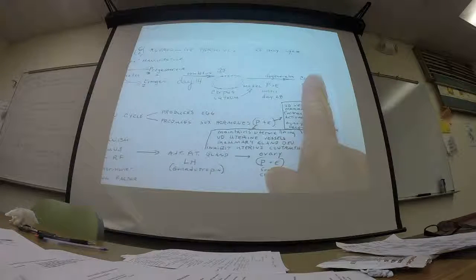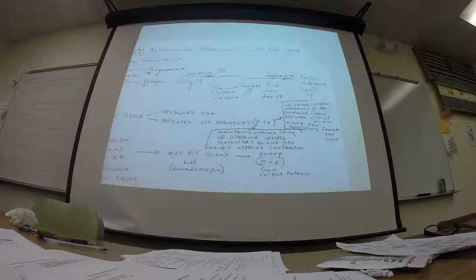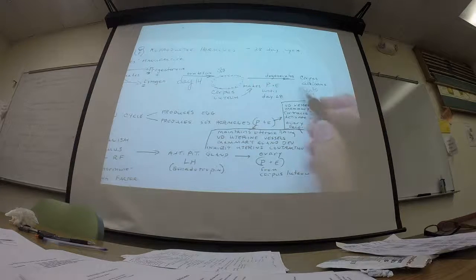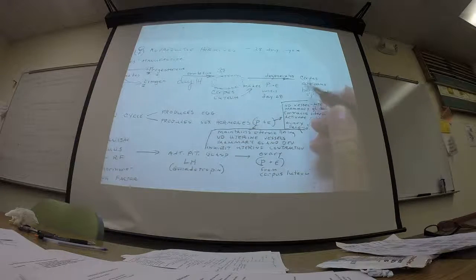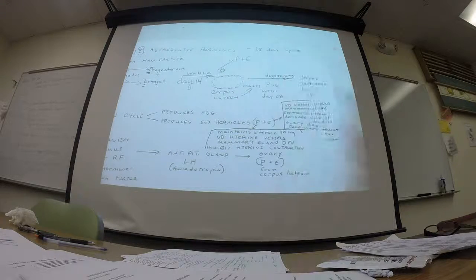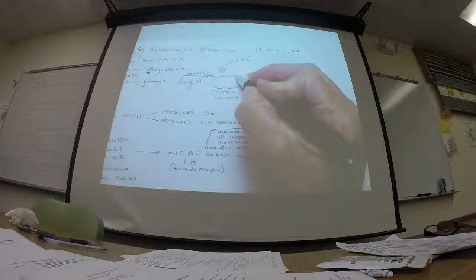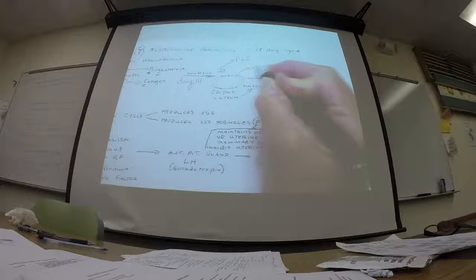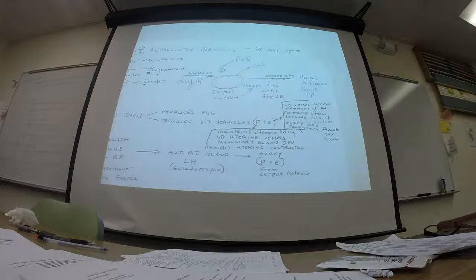Okay? Are we okay so far? Yes. So the cuboidal cells around it, that's what's making the progesterone. Yeah, these cuboidal cells are making P and E, progesterone and estrogen, and also right here in the yellow gland sac, these are making P and E. So you have 2 sources of it.